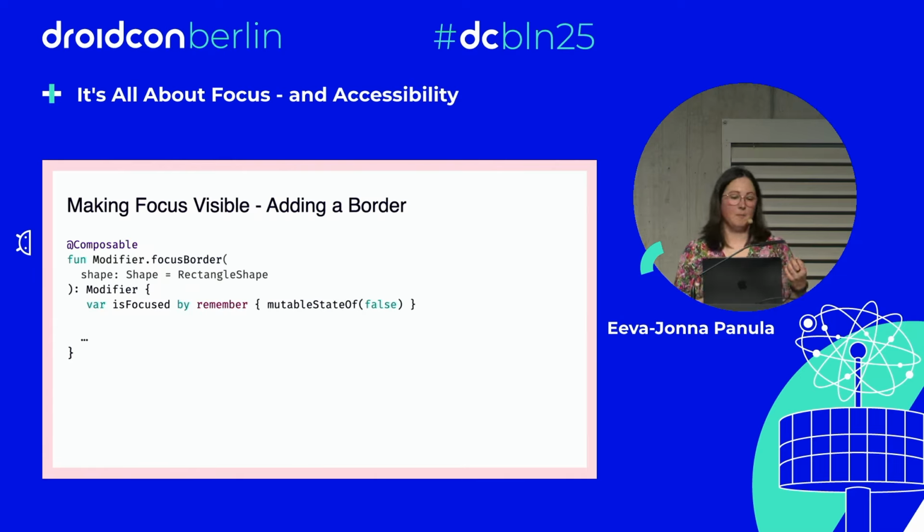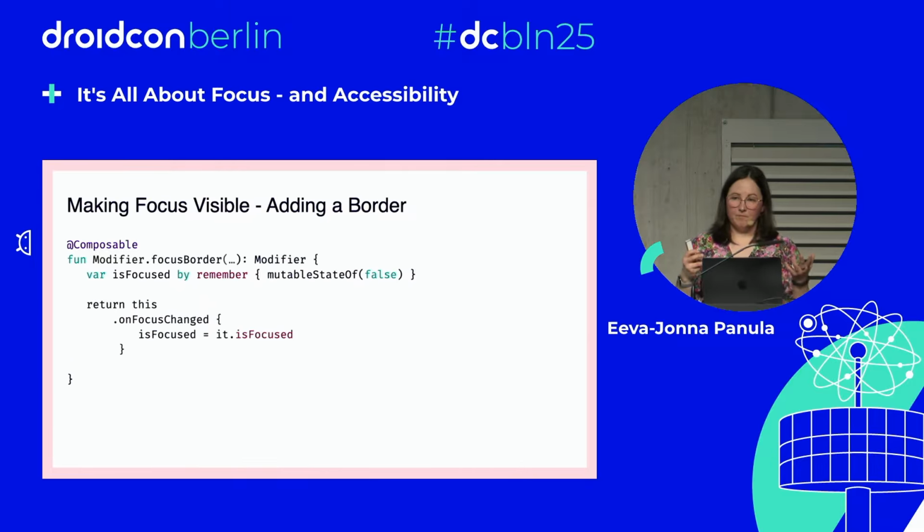It takes a parameter called shape, and we set it to rectangle shape by default, because that's what the border modifier uses, which we are going to use in a bit, as the default shape. And then we have this state variable called isFocused here, and we set it by default to false.